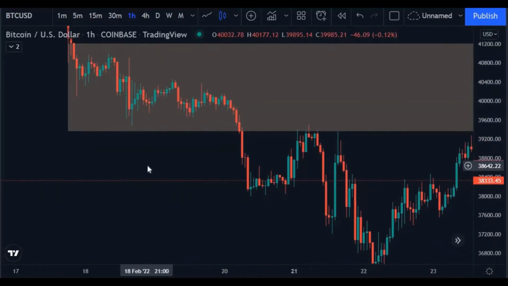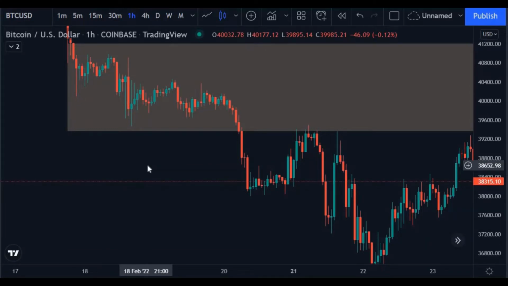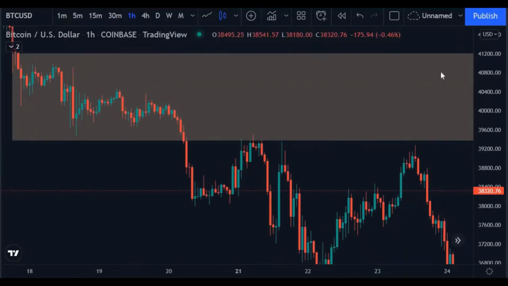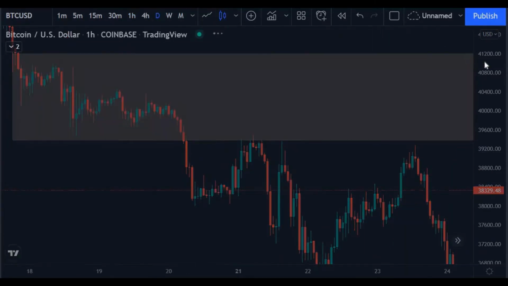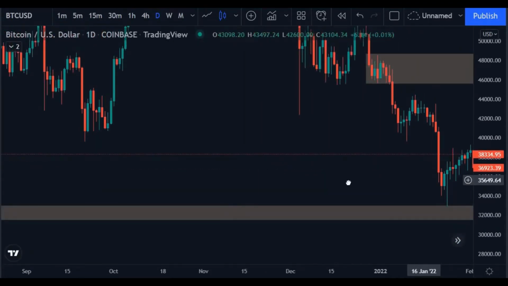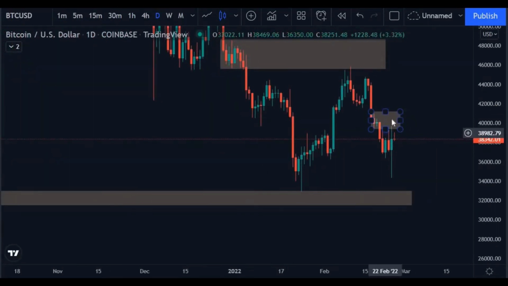Okay, now after marking out your higher time frame zones, you are looking for a point of entry. You are looking for a point of interest. You don't want to be looking at this daily zone to take your entry. This is kind of too wide as a zone.